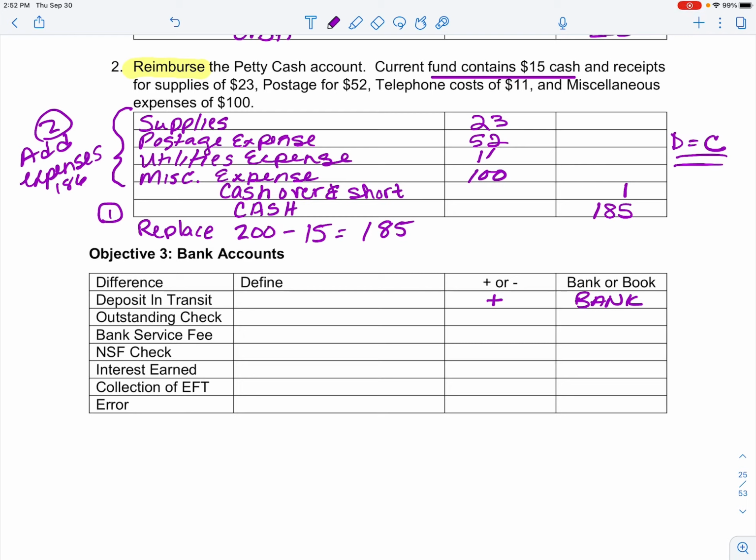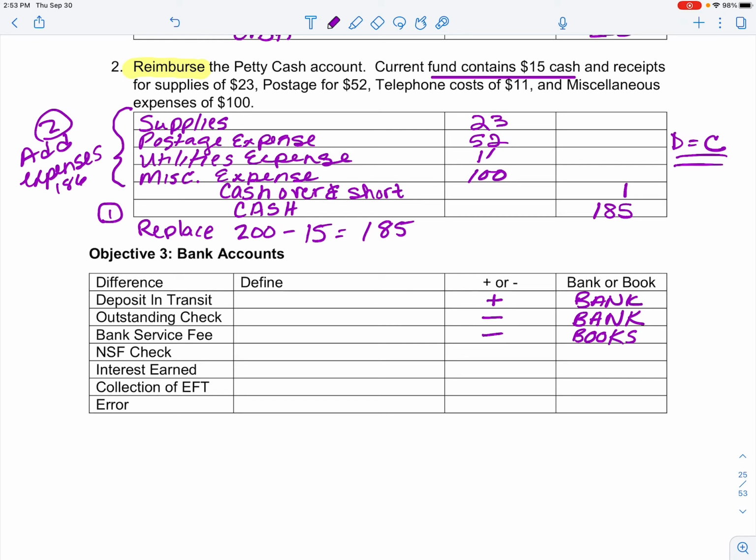Same thing with outstanding checks. An outstanding check is a check that I wrote, but it hasn't been presented to the bank yet. So the bank doesn't know about it. I'm going to have to subtract that from the bank balance. A bank service fee, banks always charge us fees. They can do that. But we don't always know about them until the end of the month. So we'll subtract that from our book balance.